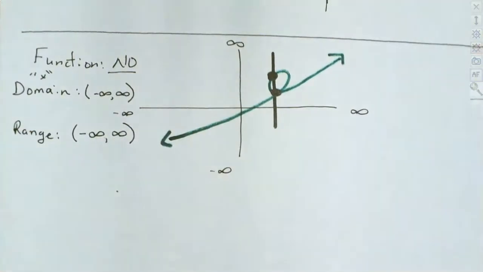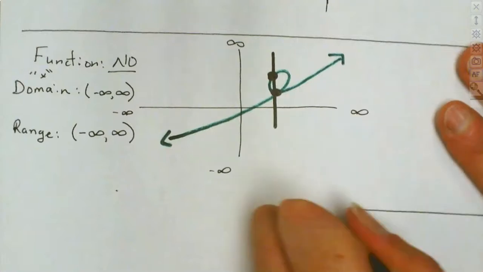So it's not a function because of that loop back on itself. The domain is negative to positive infinity because it goes to the left, to the right. Range, it goes up and down. We'll do two more of these.